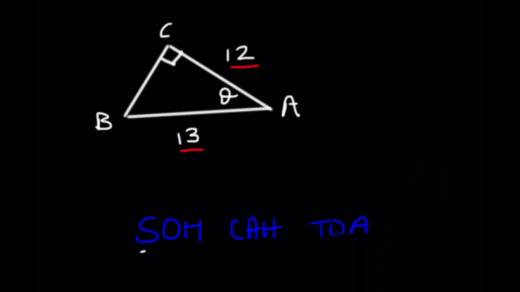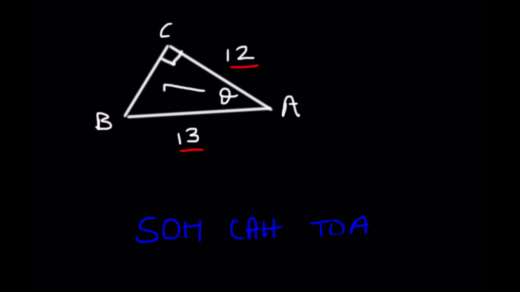In this video, we're just going to focus on using SOHCAHTOA to solve for the missing side or angle in these right triangles. So here's the first example. We have to solve for this missing angle right here. And if you don't know, that just means theta.